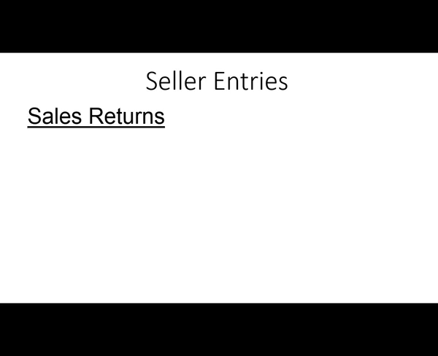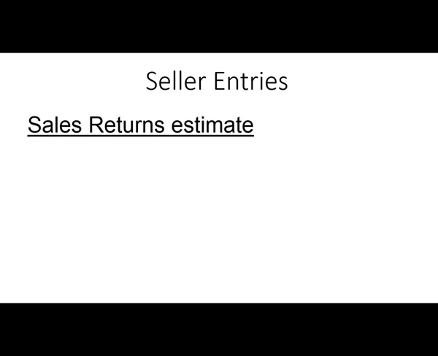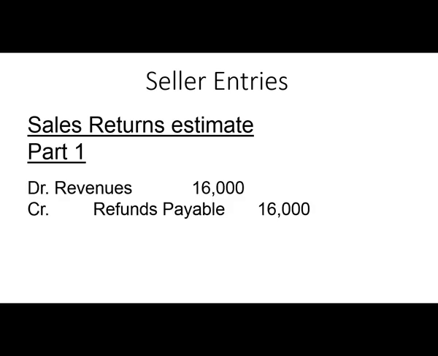The thing that impacts us here is the revenue recognition principle and the matching principle. We're going to have to first estimate how much returns we're expecting to get. So if we have 400,000 of sales and we estimate 4% will be returned, how much is our estimate? Well, it's a pretty simple calculation. 400,000 times 4% is 16,000. And so once we have that estimate, we're going to make this entry.